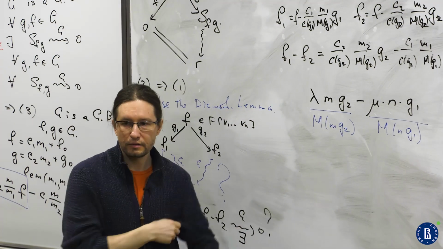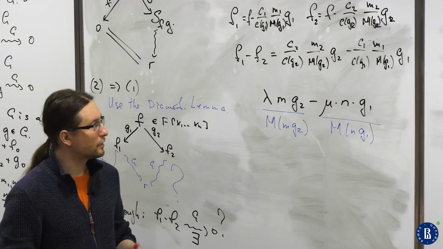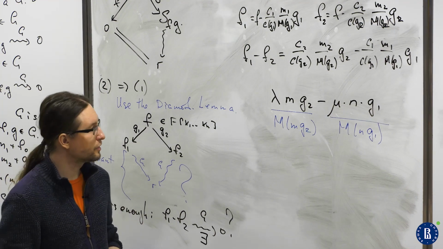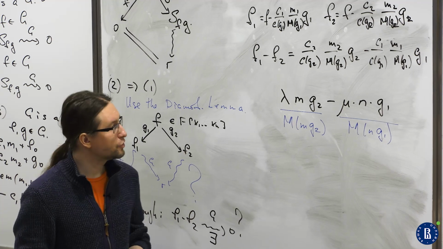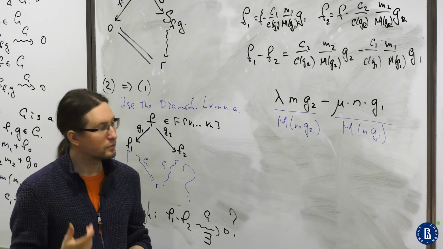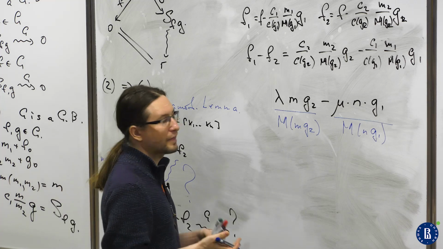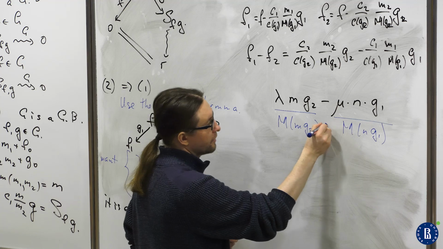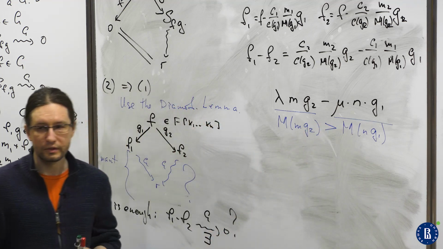There are two cases. The case number one, the leading monomials are distinct. And the case number two, the leading monomials are the same. Let's assume that the leading monomials are different. So if they're different, at least one of them is larger. So we may assume that this guy is larger than the other one.